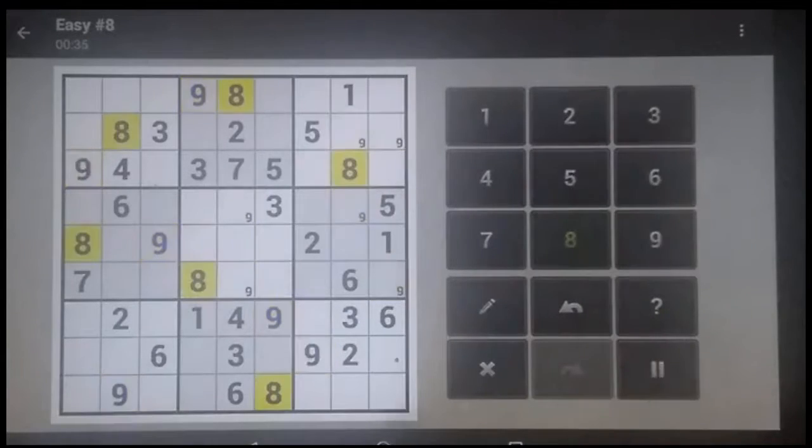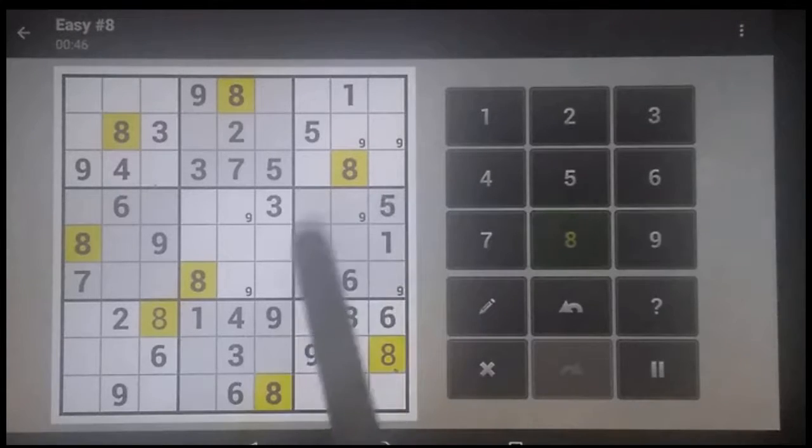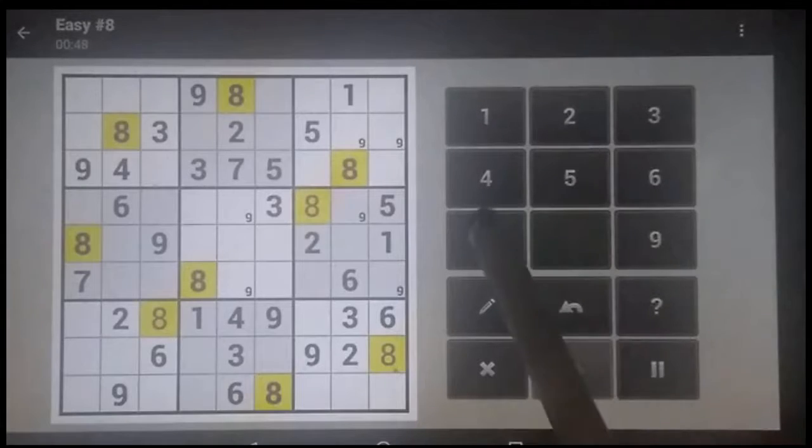So the 8s, these 2 columns are blocked, this row is blocked, so there's that 8. These 2 rows are blocked, so there's that 8. These 2 columns are blocked as well as this row, so there's that 8.